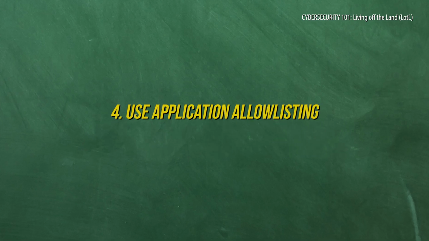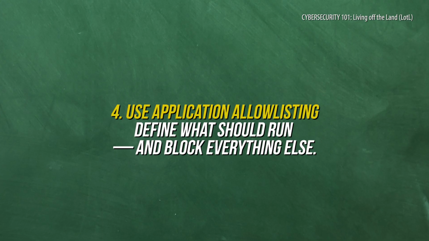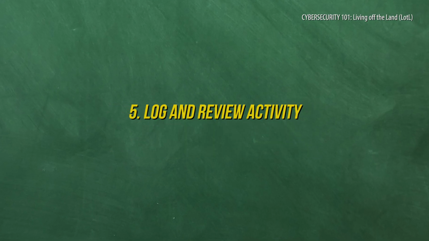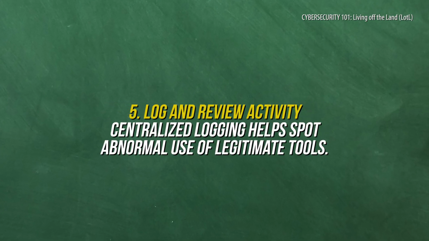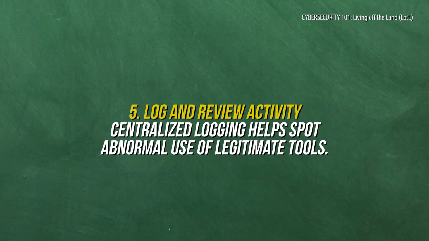Number 4, use application allow listing. Define what should run and block everything else. Number 5, log and review activity. Centralized logging helps spot abnormal use of legitimate tools.